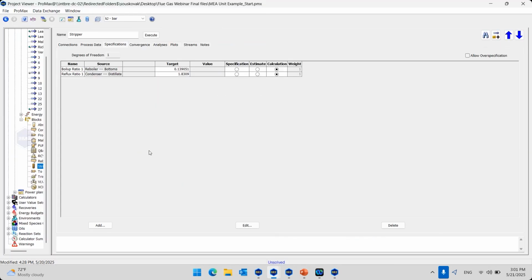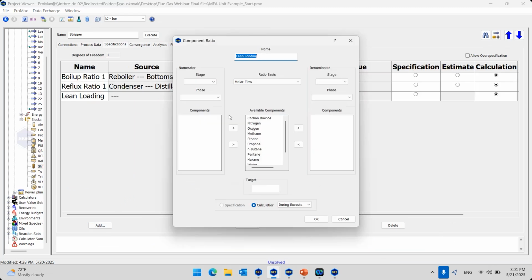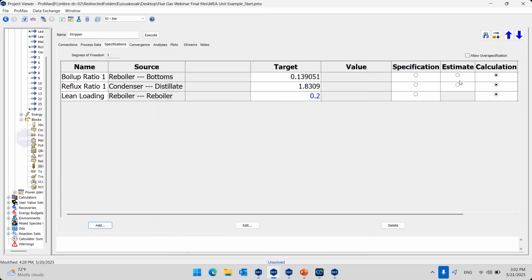So I'm going to create a specification, which is going to be a component ratio. I'll call it lean loading. This is going to be the lean loading at the bottom, where the solvent is lean, in the liquid phase. And the components are CO2 versus MEA. My target is going to be 0.2. And then I'm going to make that a specification. All right, so this is my specification now.